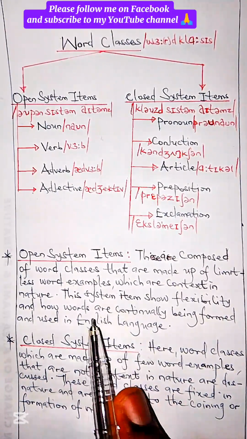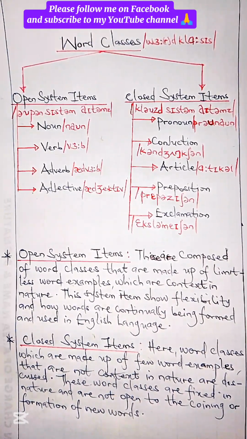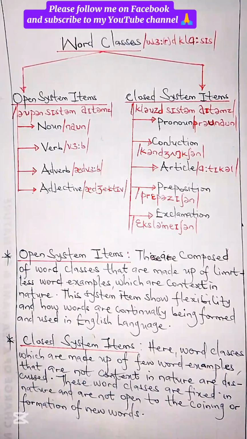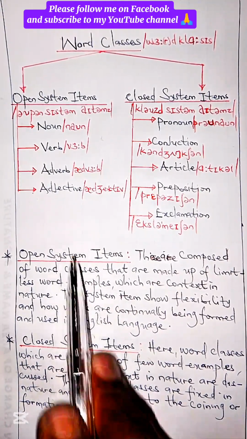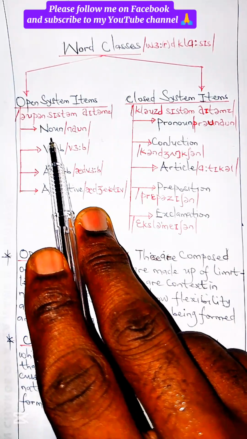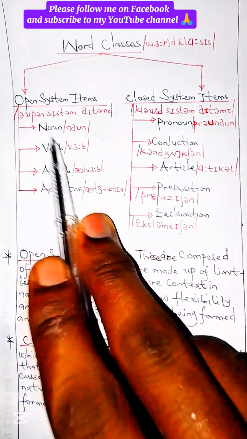So when we talk about open system items, we are talking about various parts of speech being brought together under the system items. And these parts of speech are not just parts of speech with countless numbers of examples. They are parts of speech that are open to new words being formed. And that's how we call them open system items. They are very flexible. New words can be formed. For example, under nouns, how many nouns do we have in the whole world? We have countless numbers of nouns in the whole world. And even new nouns are formed on a daily basis.